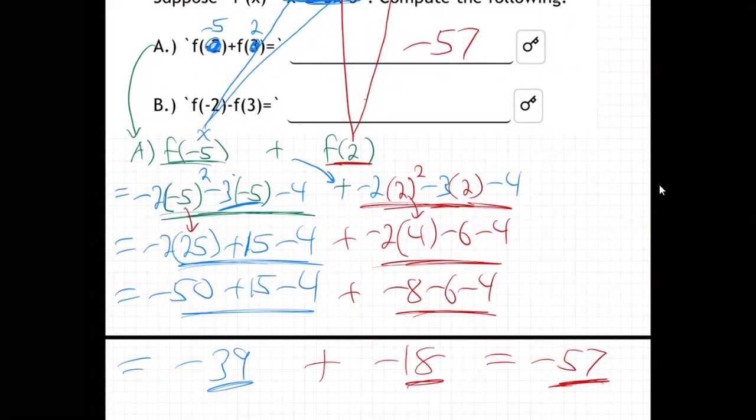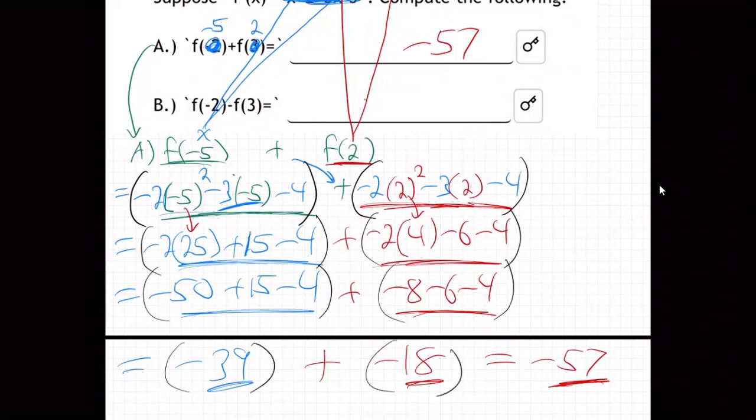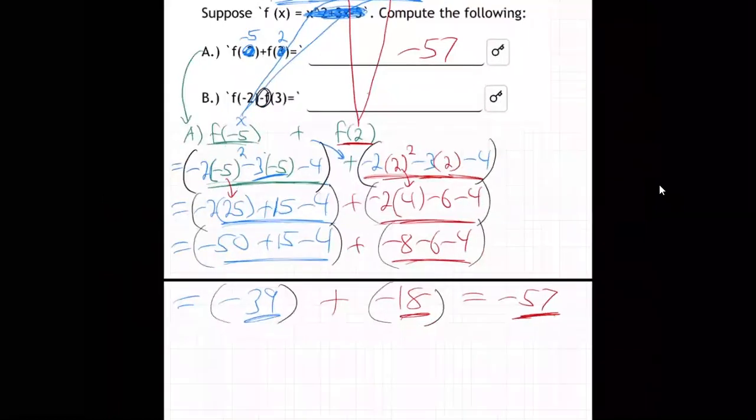Really what I should have done, it didn't really matter on this one, is I should have put parentheses around the whole first part and parentheses around the whole second part. It didn't make any difference on this one, but it will on part B because there's going to be a minus sign in front of the whole thing. That minus sign is going to change the sign of the one that comes after it. Anyway, so there's part A. I'm going to do part B in just a second.